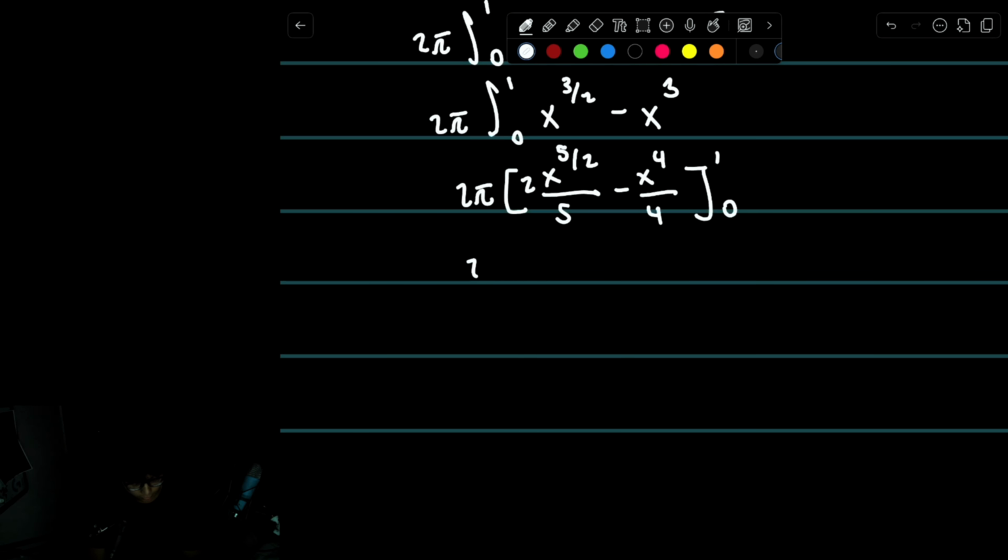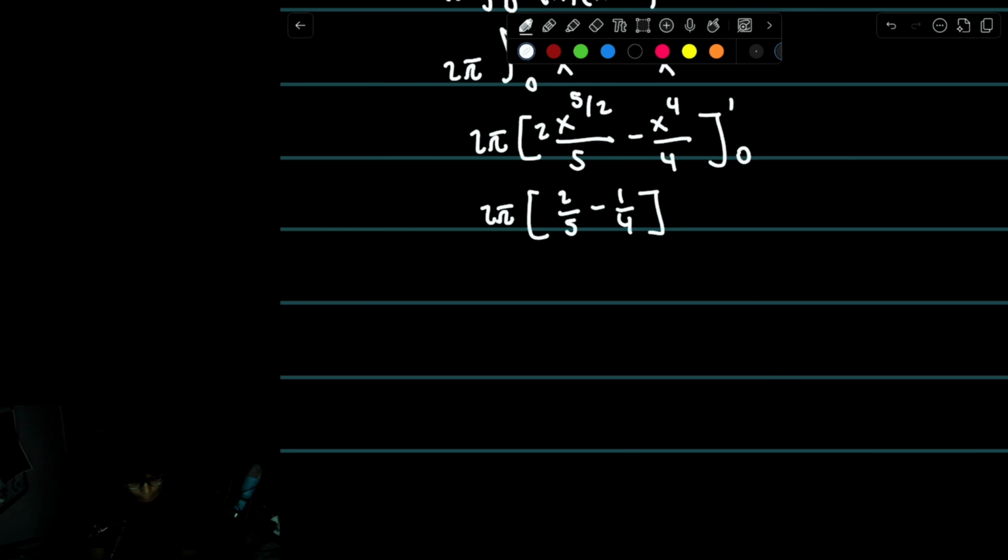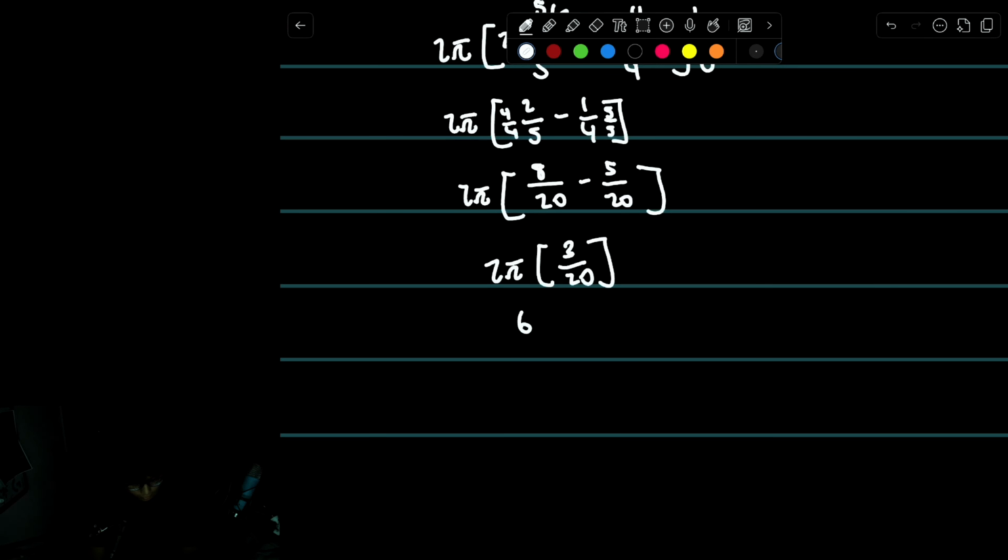And then we find out that our answer is just 2 pi, plug in the 1. And the reason I don't subtract the 0 is because we just know it's 0, so no need to do that. It ends up being 2 over 5 minus 1 over 4. We then find our least common denominator and end up getting 8 over 20, because we multiplied 4 over 4, as well as 5 over 5 minus 5 over 20, which then gets us 2 pi times 3 over 20, which then gets us 6 pi over 20, which then simplifies to 3 over 10 times pi.